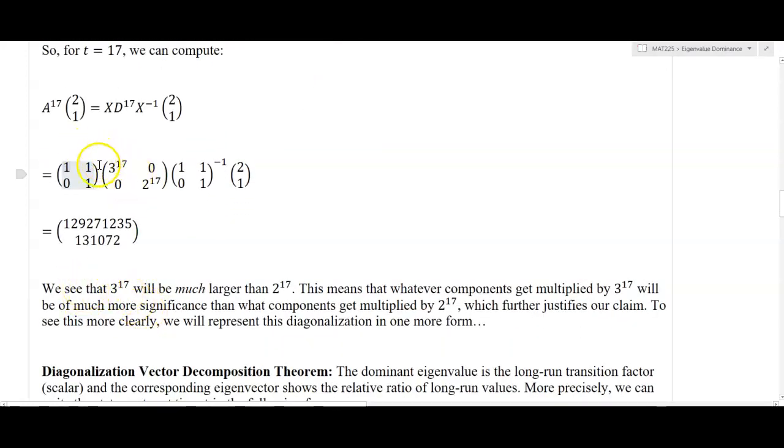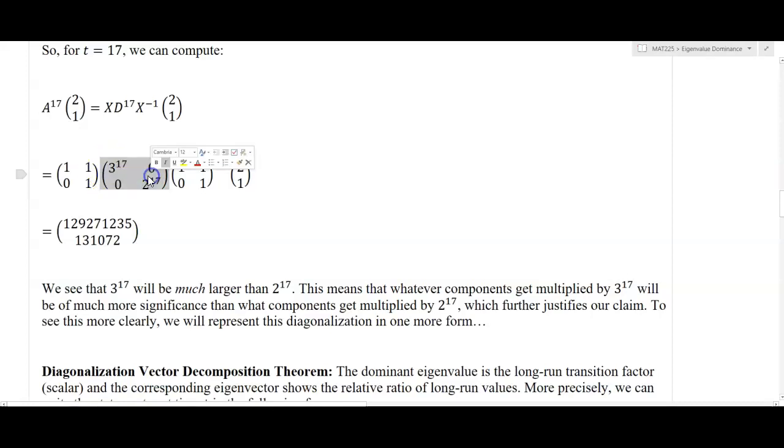We see also here, the thing to note intuitively is 3 to the 17th. This is going to be much larger than 2 to the 17th. We're multiplying by 3 17 times, and we're multiplying by 2 17 times. So between these two numbers there'll be a big discrepancy. Now, if this was 3 to the 100th, that would be so much larger than 2 to the 100th. This means that whatever components in this multiplication get multiplied by 3 to the 17th will be of much more significance than what components get multiplied by 2 to the 17th, which further justifies our claim that 3 is going to be the dominant eigenvalue.